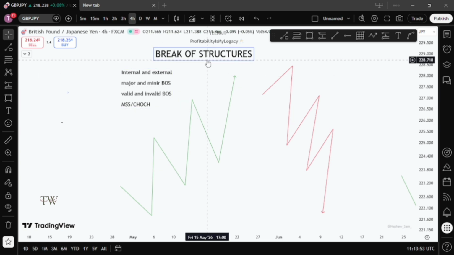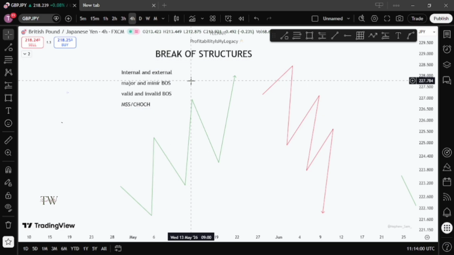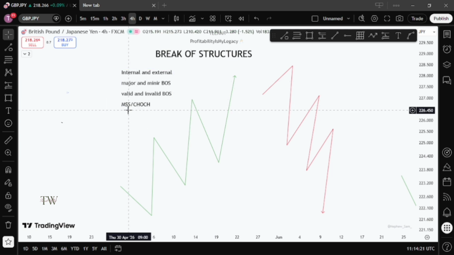The topics we are going to cover under break of structure are the internal and external break of structures, and we're going to identify them with a proper chart example. We're also going to talk about the major and minor break of structure. We are going to talk about the valid and invalid break of structure, where I will show you what a valid break of structure is to me and what an invalid break of structure is to me. And of course, we are going to talk about the market structure shift, or the change of character, and how it relates to break of structure.